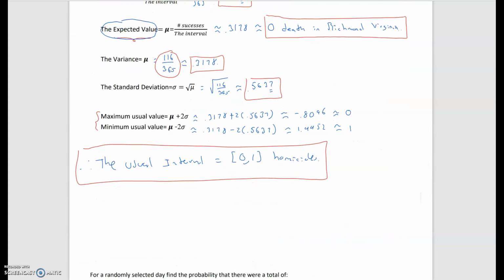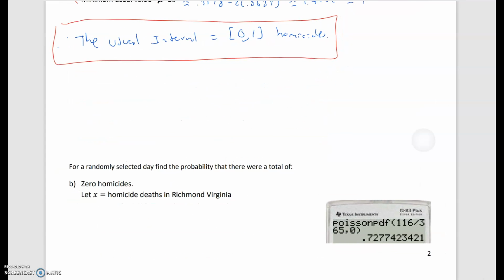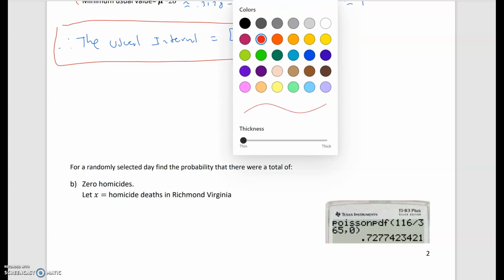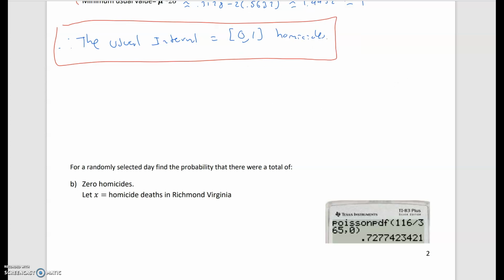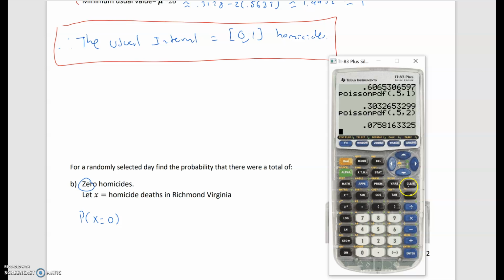So for the very first one, I put the code there, but I'll run it in a minute. They just want us to evaluate, and don't forget to declare, in this case, homicides in the city. They want us to find the probability that there is a total of 0 homicides. So after you declare X is equal to homicides, we're going to be evaluating the probability of X is equal to 0.